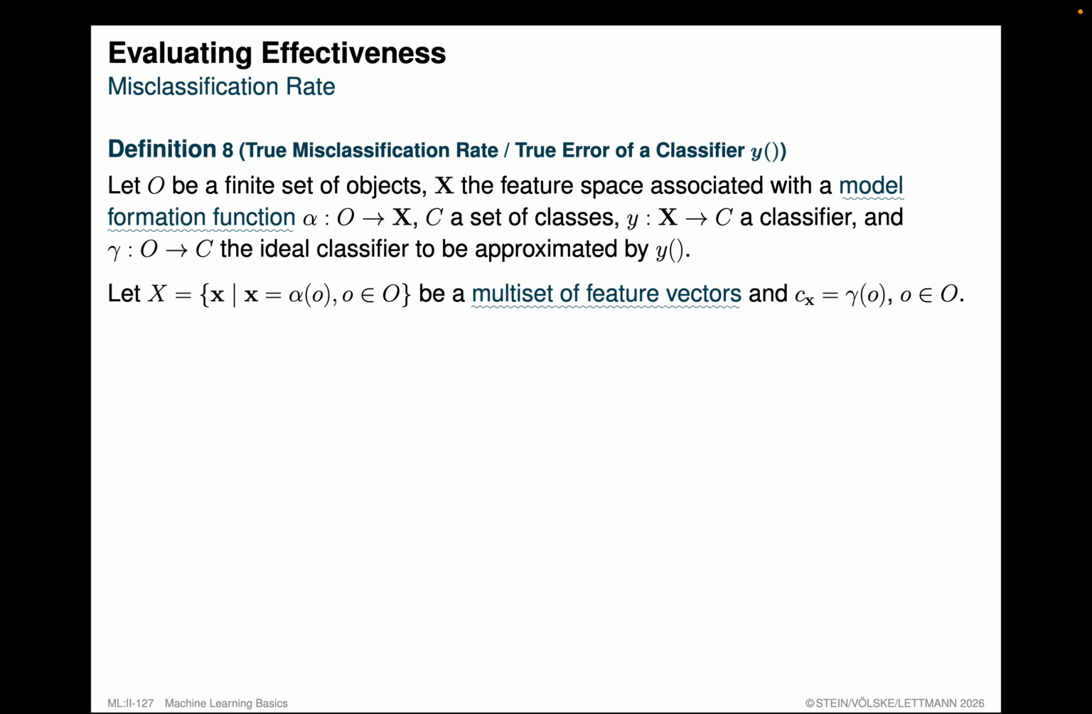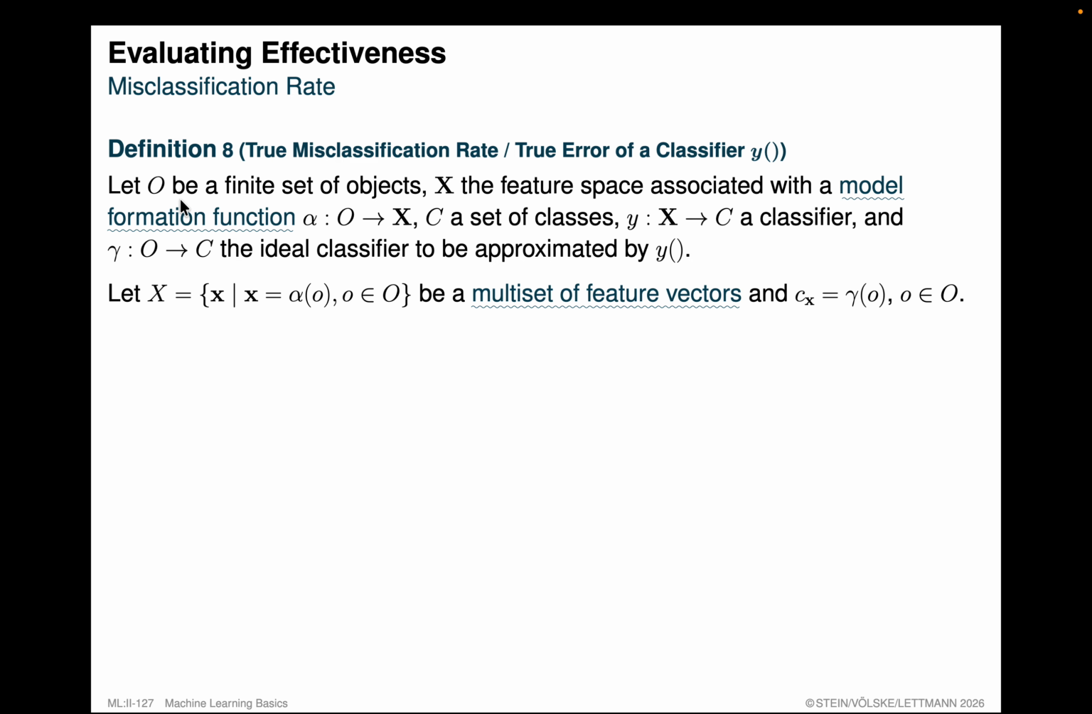In German, der wahre Missklassifikationsanteil oder die wahre Missklassifikationsquote. Nicht Rate. Because in German there's a difference between rate as a frequency over time, as something appearing more than once over time, versus just the ratio, the portion of something. It's a common mistake to be made for Germans. So, the true misclassification rate, or the true error of a classifier y, is defined as follows.